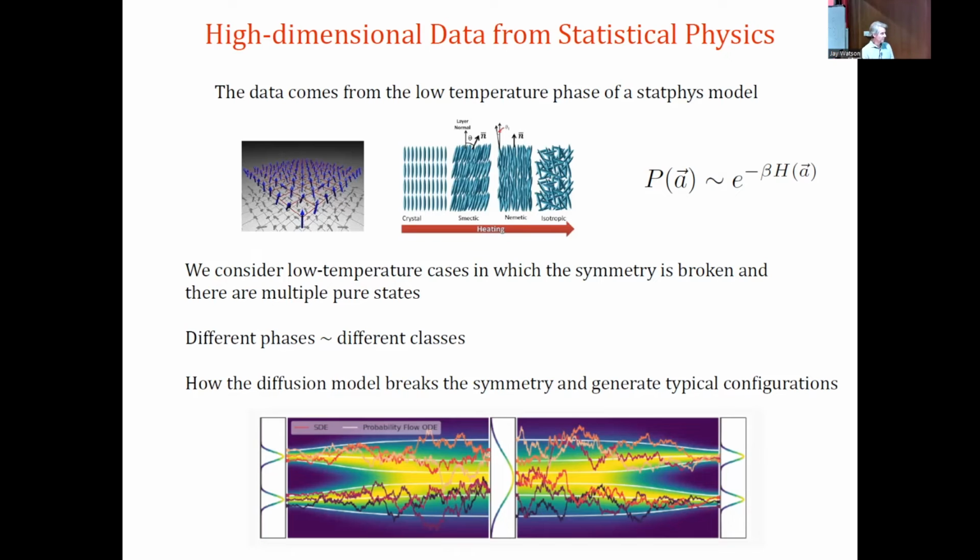Just to give you a very simple one-dimensional example, you have two Gaussians here, you apply the diffusion, you transform it into just one Gaussian, and the system has to be able to go back and break the symmetry. So this is the trajectory of what the diffusion model does. And what we ask is how the system is doing this, but now in very high dimension.